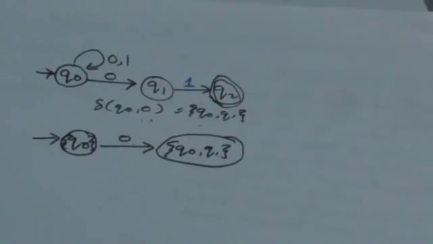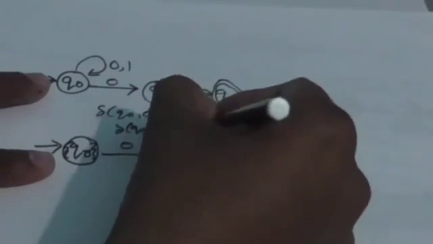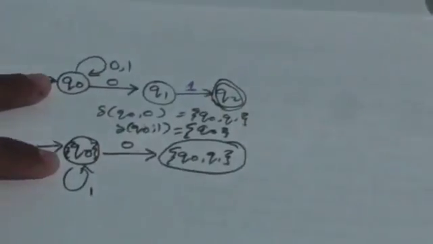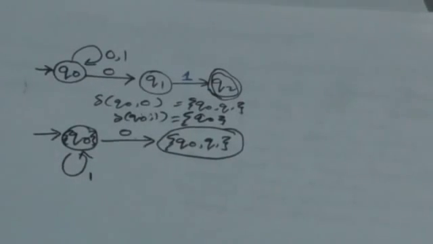Now find the transition for input symbol 1. When you apply 1 to the initial state, the output would be Q0. It means the machine would remain in the same state when we apply 1, right? Now we have got a new state, that is the set Q0, Q1. Now we have to find its transition for all possible input symbols.